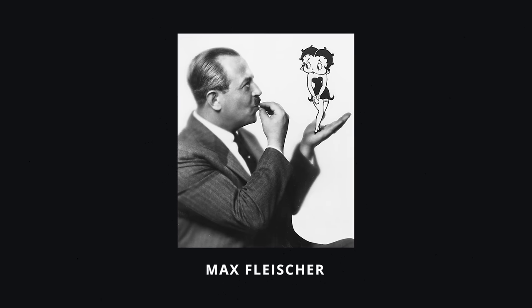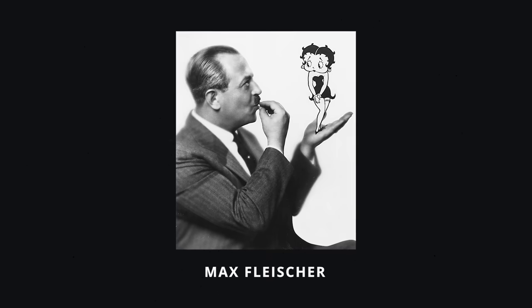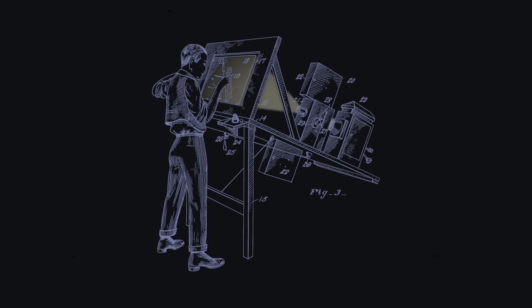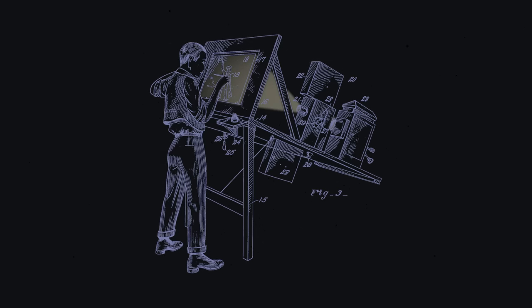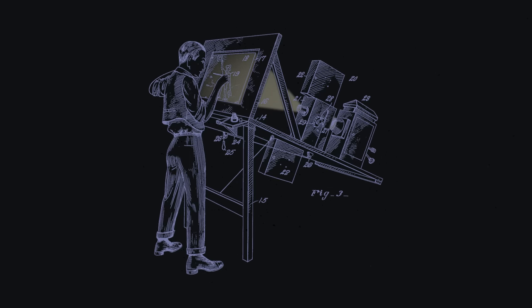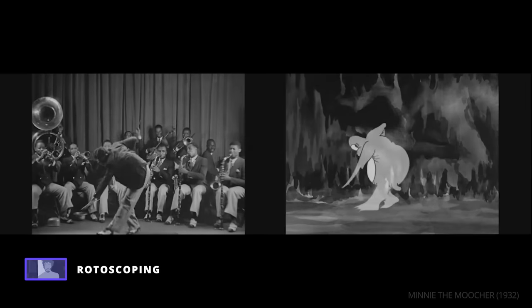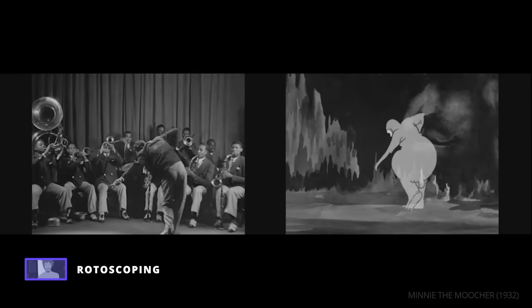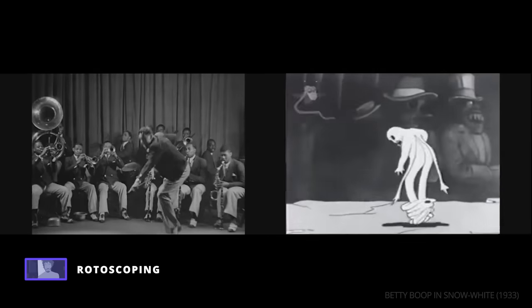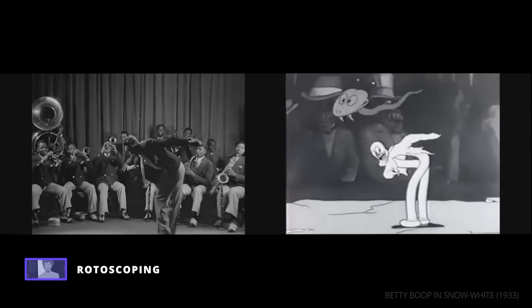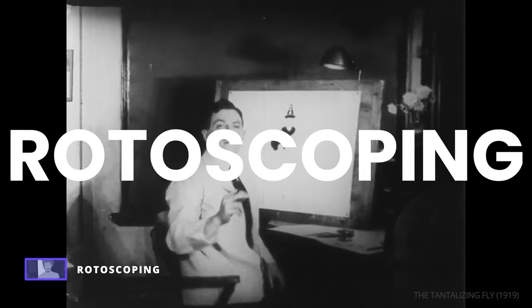Animator Max Fleischer presented a solution with a technique he quickly patented. He would project live-action footage onto a translucent easel and draw a silhouette of the subject, otherwise called a mat. This allowed him to mimic realistic movement while still being able to put the subject in any context. He called the process rotoscoping, and he employed it throughout his groundbreaking Out of the Inkwell series.